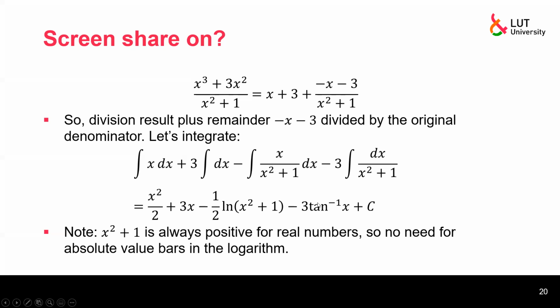Or elementary derivative, and then looking for the antiderivative. Quite often there should be bars, but because x squared plus 1 is always positive when we talk real numbers, that's always positive. So we got that kind of a thing done.